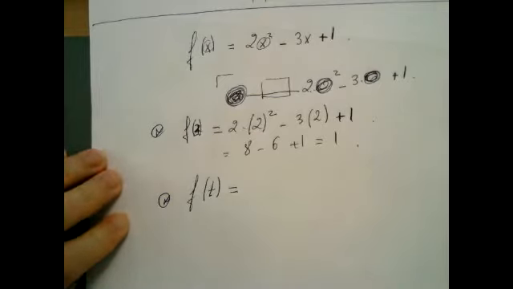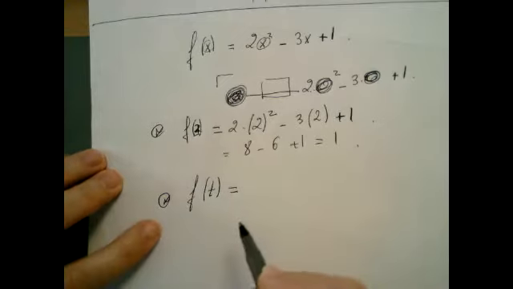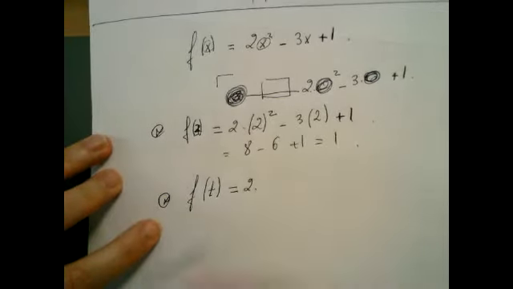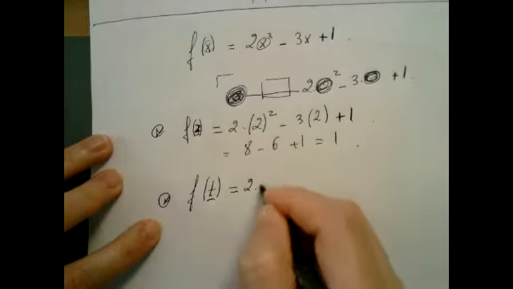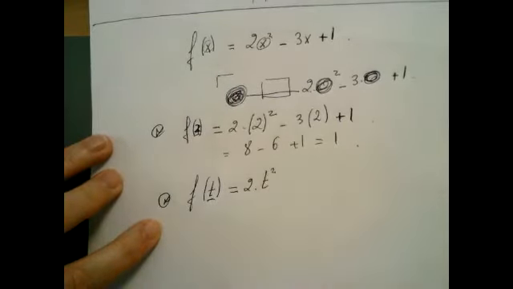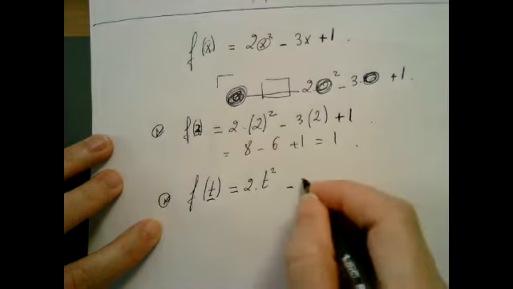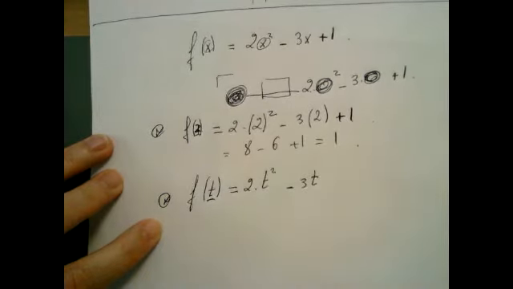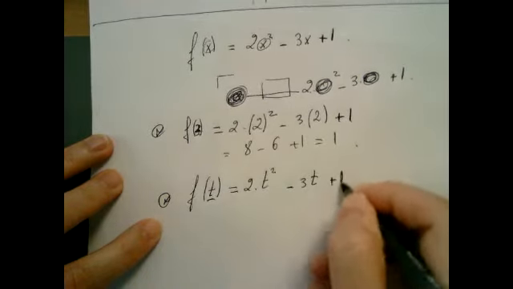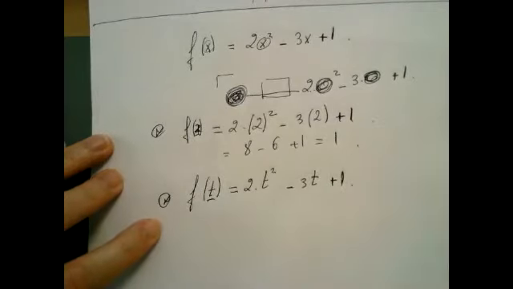Okay, so what is f of t? What does f do to it? 2 times whatever you input, t, squared, minus 3t, plus 1. Whatever you give it, that's what it does to it.